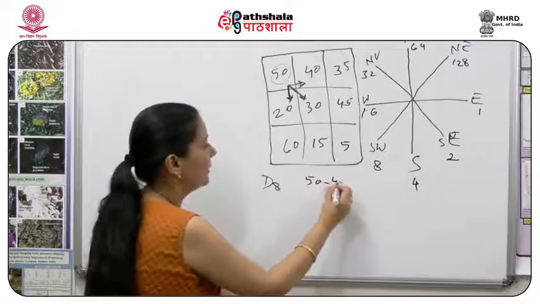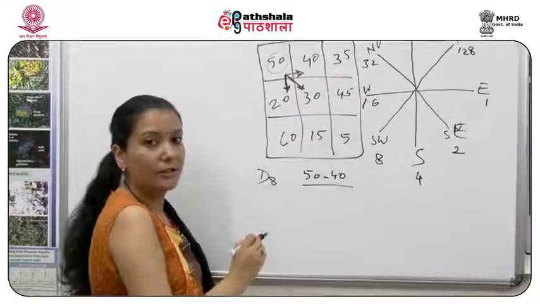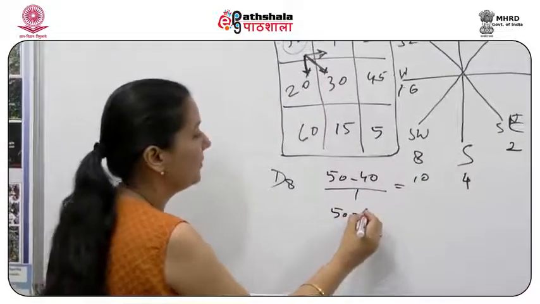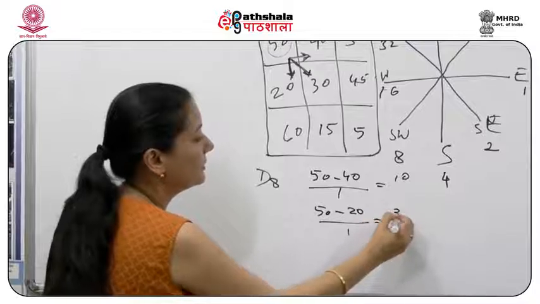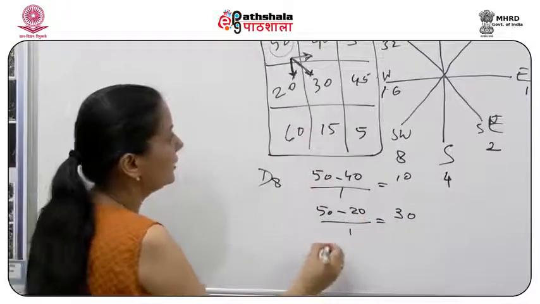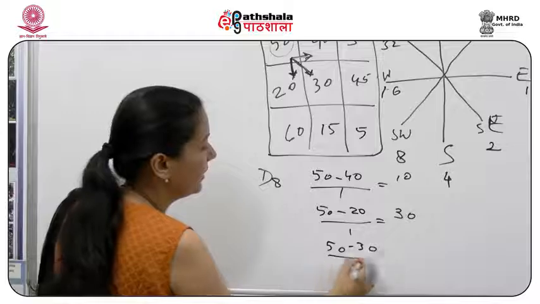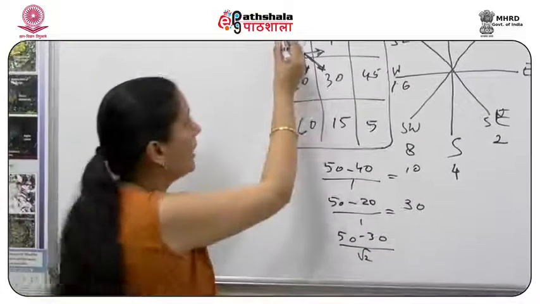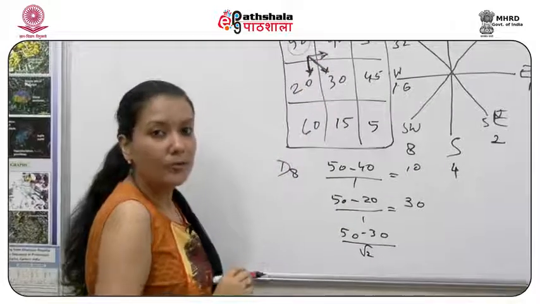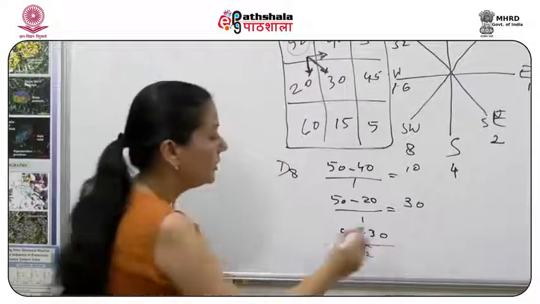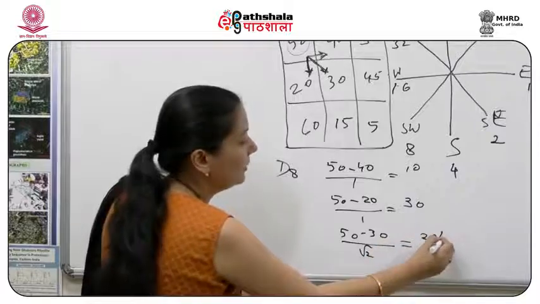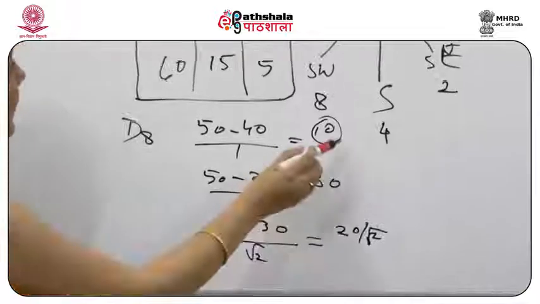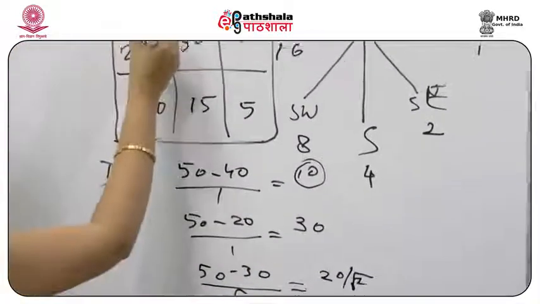Simply 50 minus 40 upon, because it's in the horizontal direction, just 1, that is 10. In this vertical direction, again it's 50 minus 20 upon 1, that is 30. And for your diagonal direction, it will be 50 minus 30 upon root 2, because we are taking a diagonal distance here. That is the hypotenuse, which would be equal to root of 1 square plus 1 square, that is your root 2. So here it would be 20 by root 2. So the least slope is the value 10. So that means the water will move in the direction of this.